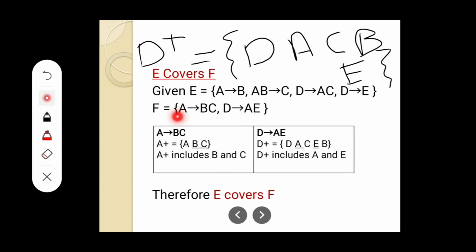So for these two functional dependencies, the condition is satisfied. A closure includes B and C, D closure includes A and E. So we can say that E covers F. E covers F is satisfied. Clear?